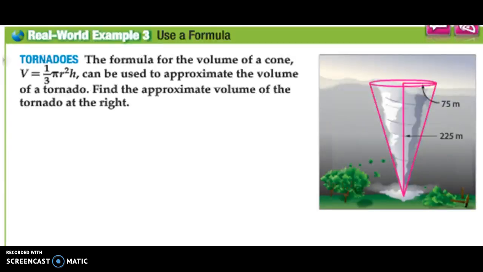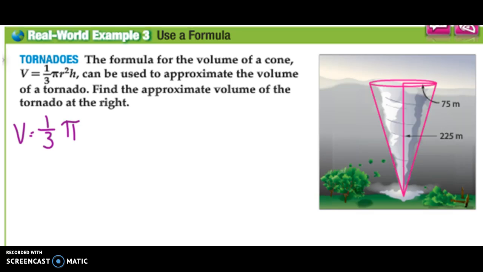Finally, the last example we're looking at is a word problem. It says the formula for volume of a cone is 1/3 pi r squared times h, and it can be used to approximate the volume of a tornado. Find the approximate volume of the tornado at the right. Okay, so there's a couple different numbers we need to figure out. Well, 1/3 is going to be 1/3. It's just a number. Pi itself, although it is a symbol, the Greek letter, it does represent a number, 3.14159.